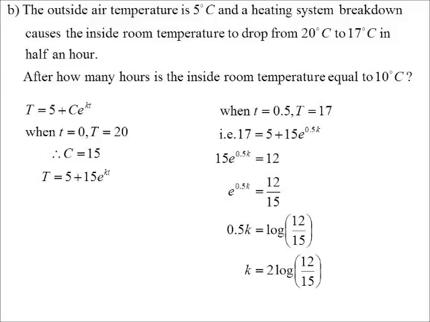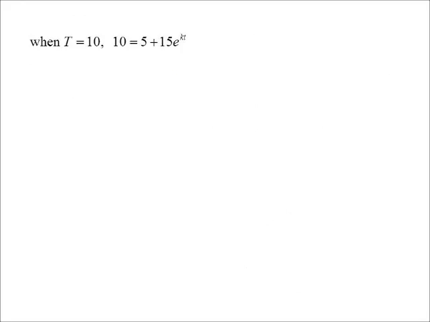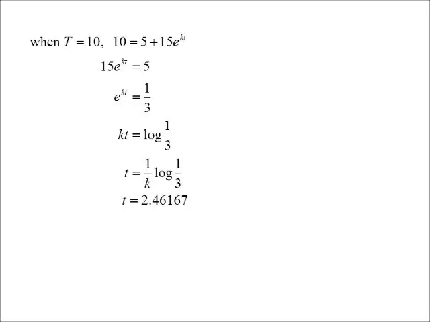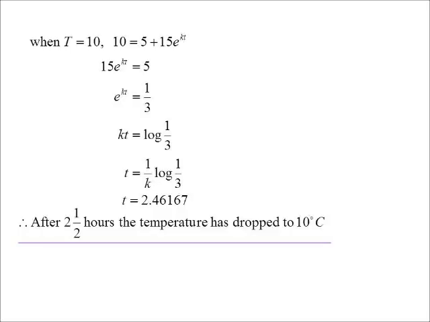All right, when T equals 10, we want to find out how long that takes. So we need to make little t the subject of our exponential equation. So take 5 from both sides, divide by 15. So t will be 1/k, that number we just worked out, times log of a third. Subbing that in, we get about 2.46167. So I said about 2.5 hours.